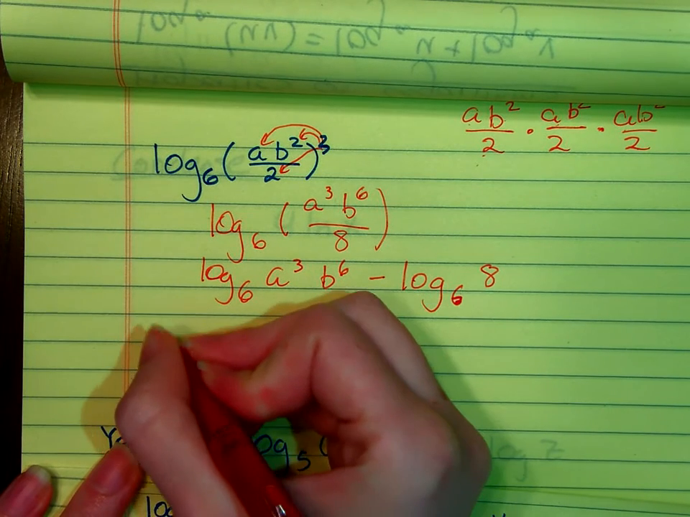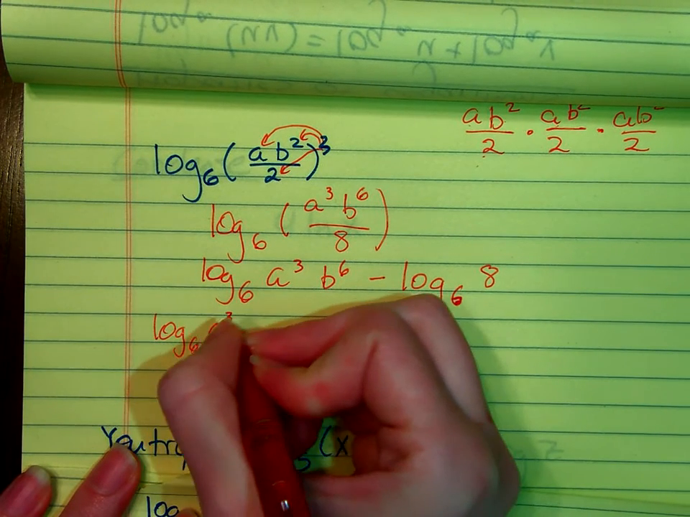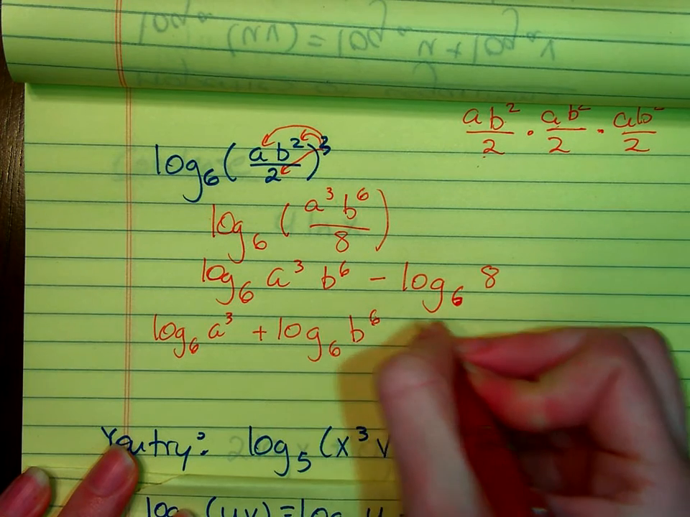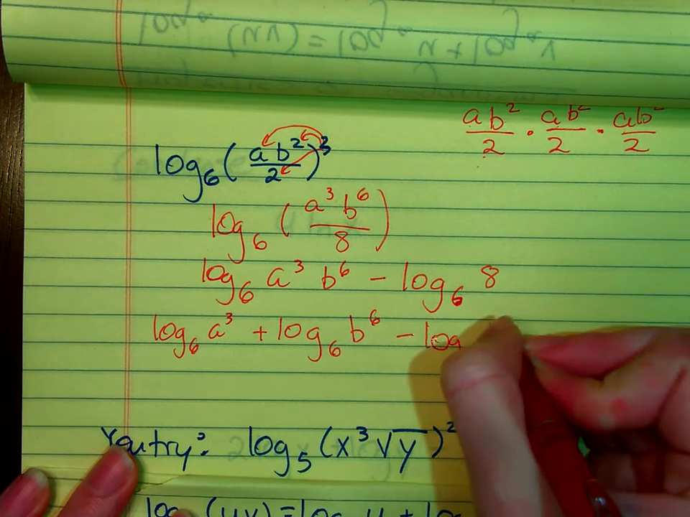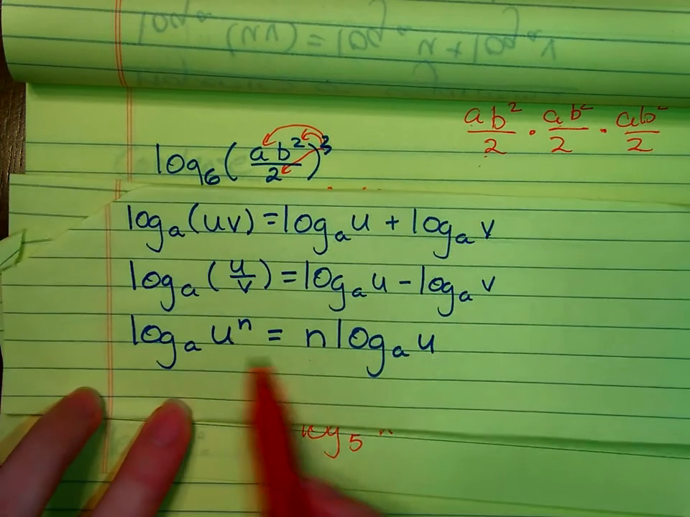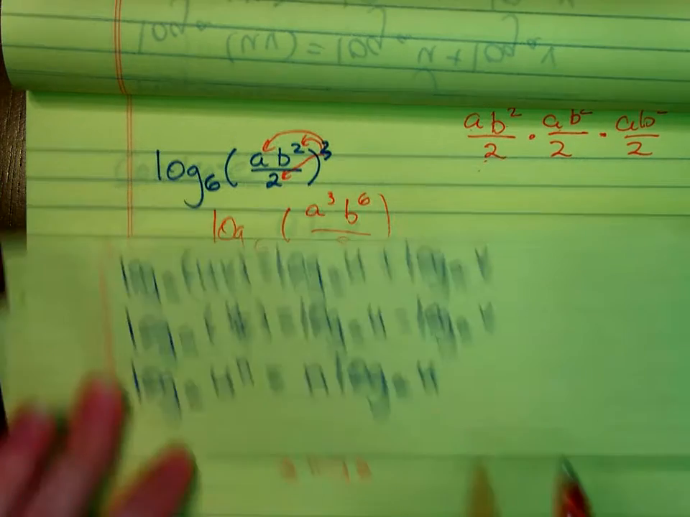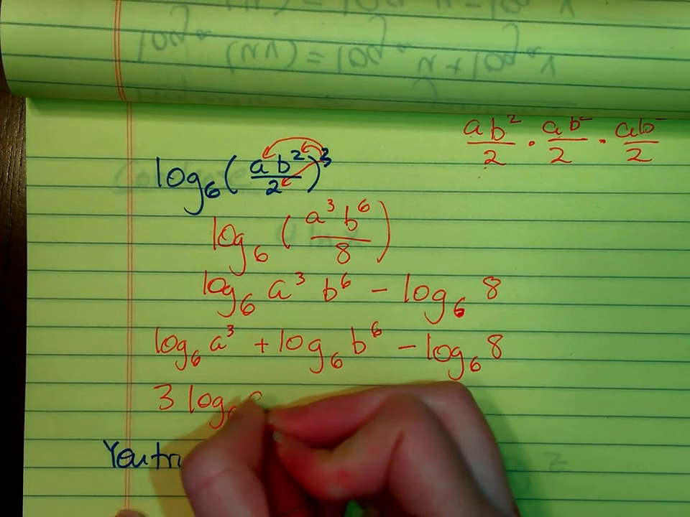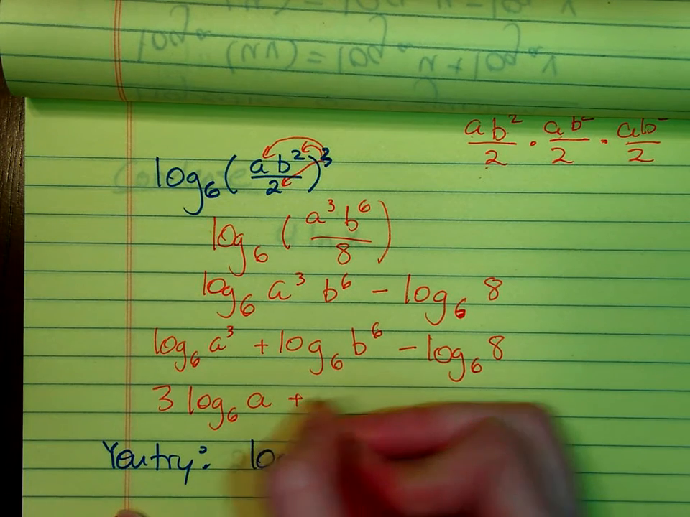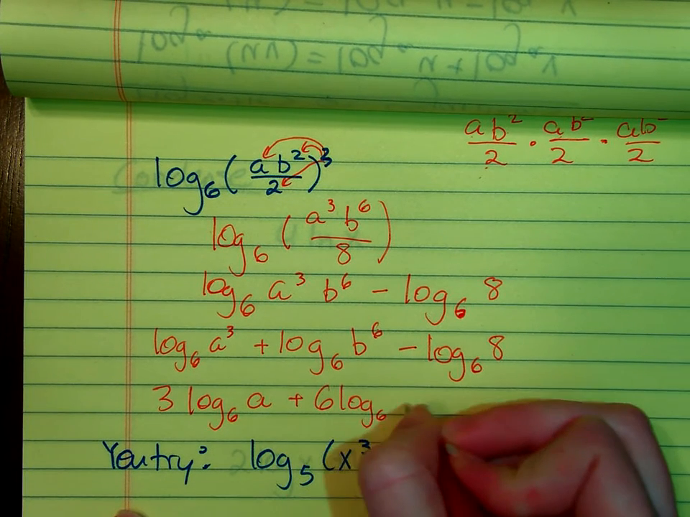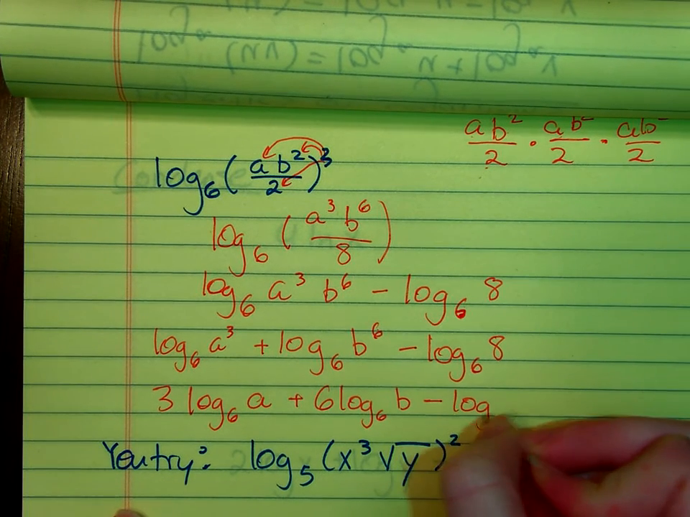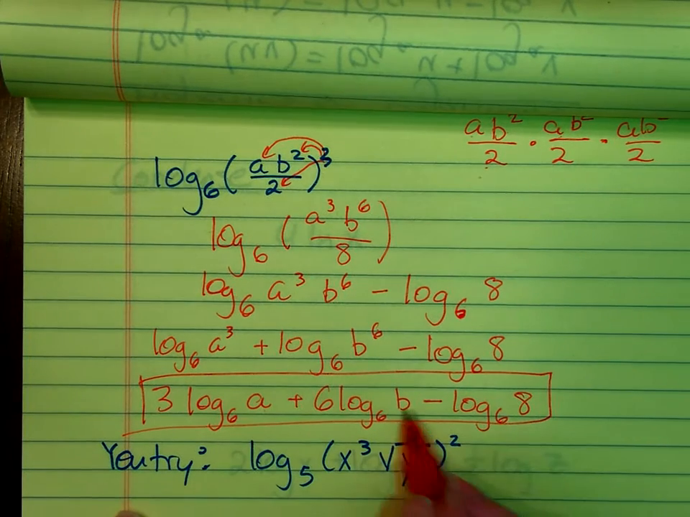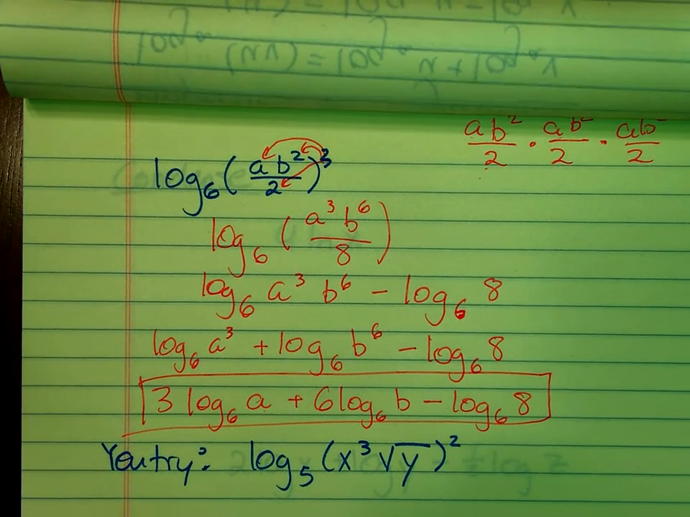So that becomes log base 6 of a to the third plus log base 6 of b to the 6th minus log base 6 of 8. Now again, I'm not quite done. I can expand out that exponent. Bring the exponent out front. That becomes 3 log base 6 of a plus 6 log base 6 of b minus log base 6 of 8. And now I am done because I just have one number with each log.